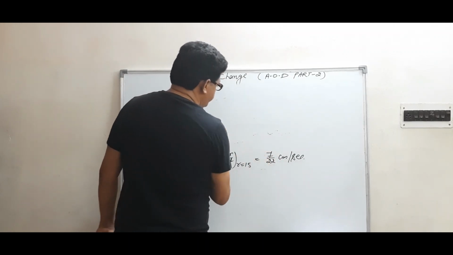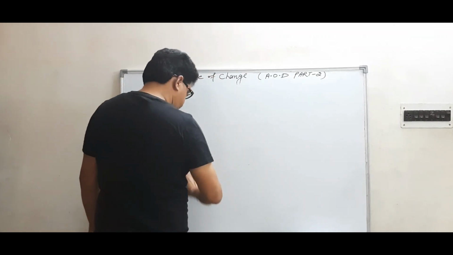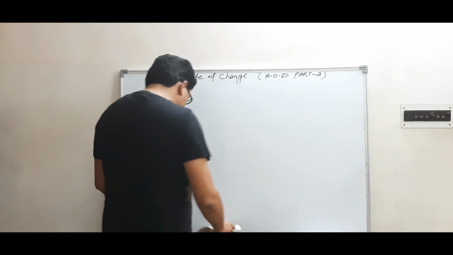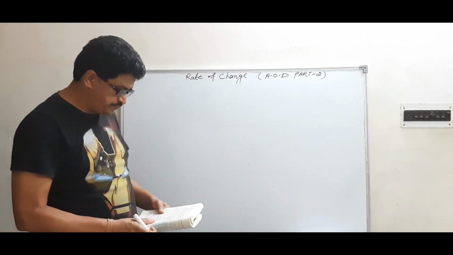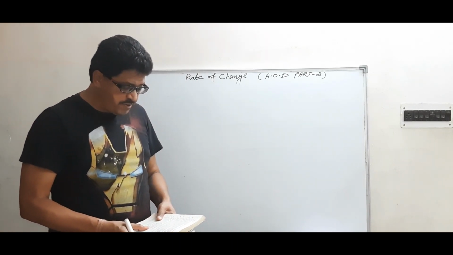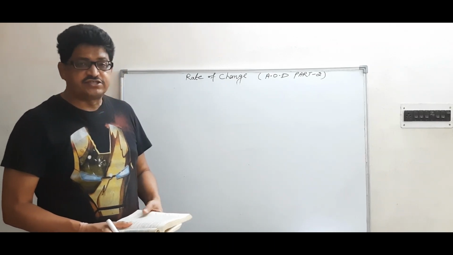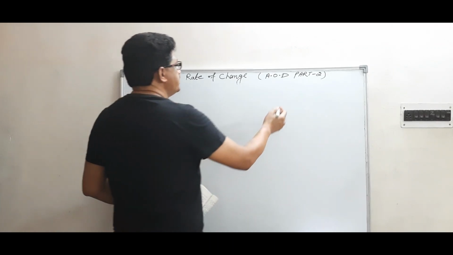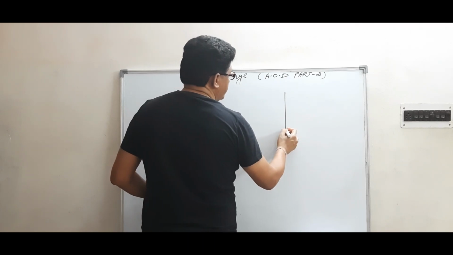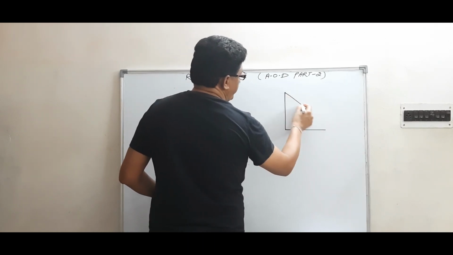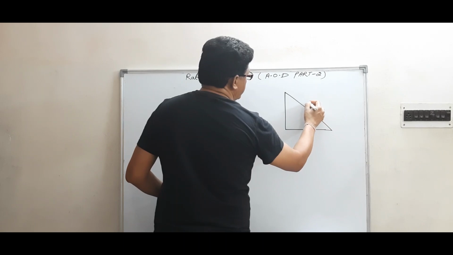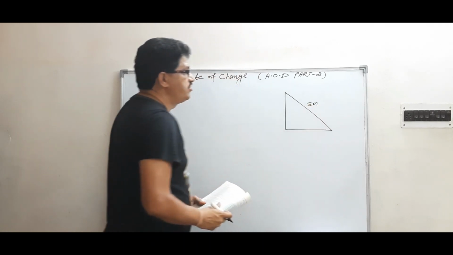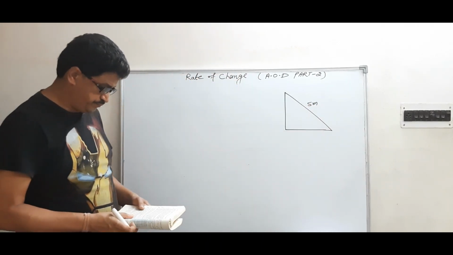Next is question number 10. A ladder 5 meter long is leaning against a wall. So there is a ladder 5 meter long. Length of ladder is 5 meter.